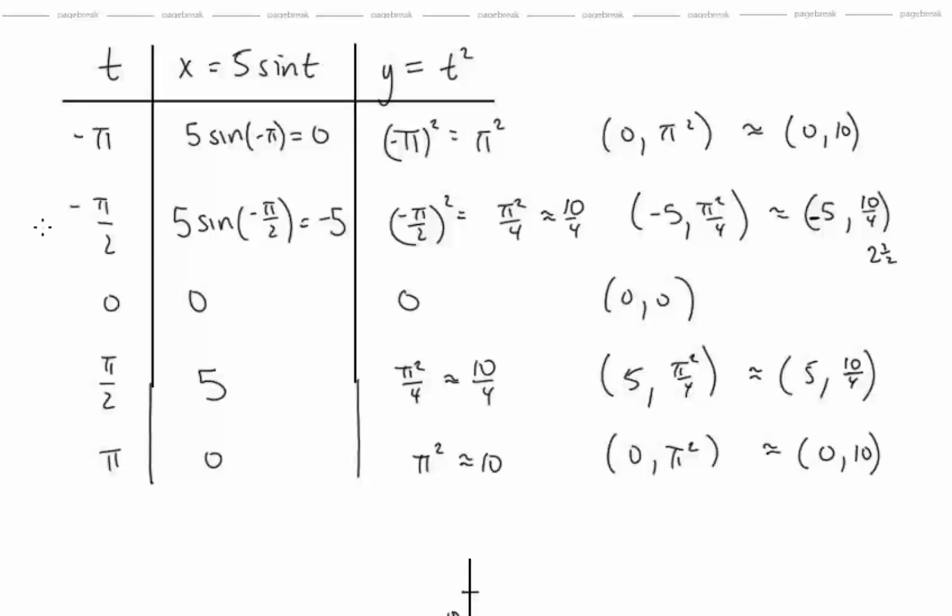So here I'm using increments of pi over 2. Our x computations are quite easy. We have 0, -5, 0, 5, and 0. But for y equals t squared, we're getting values like pi squared and pi squared over 4. So it's helpful to have an approximation. Pi squared is very close to 10. So for purposes of plotting, it's useful to approximate this as 10. And so we have the point 0, pi squared. That's approximately the point 0, 10. And -5 comma pi squared over 4 is approximately -5 comma 2.5.